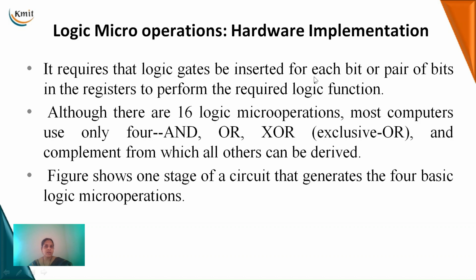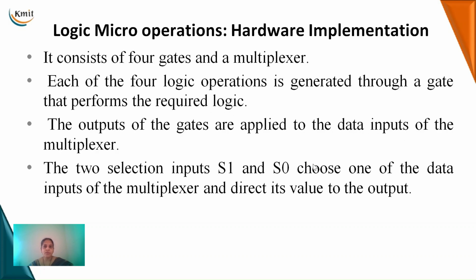In order to implement the hardware of these logic operations, as we know, even though there are 16 logical micro operations present in the table, most computers make use of only 4 operations: AND, OR, XOR and complement. From these four logic gates only, all the other 12 micro operations can be derived. So the hardware unit consists of 4 gates and a multiplexer.